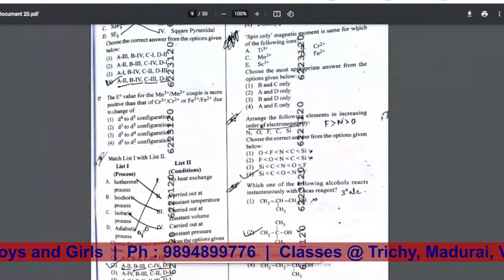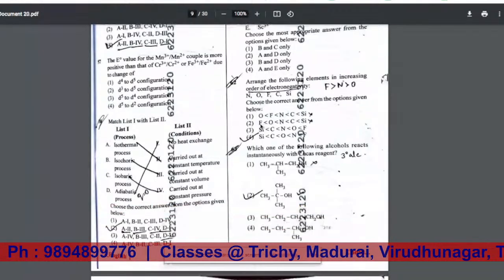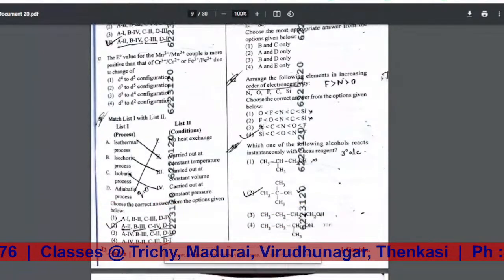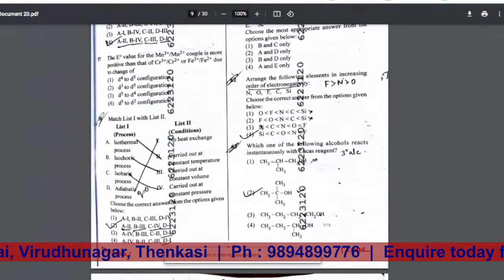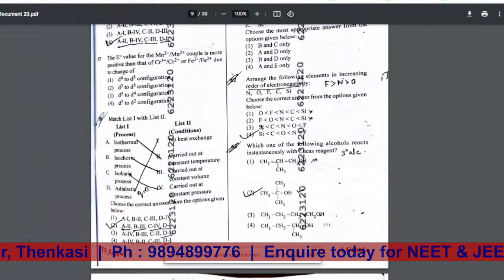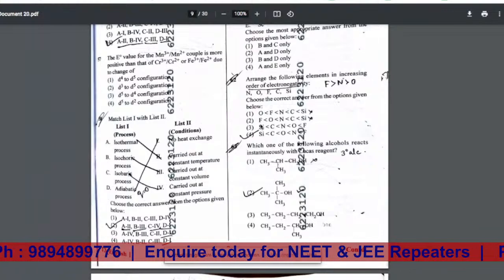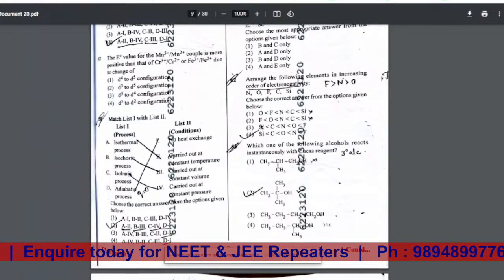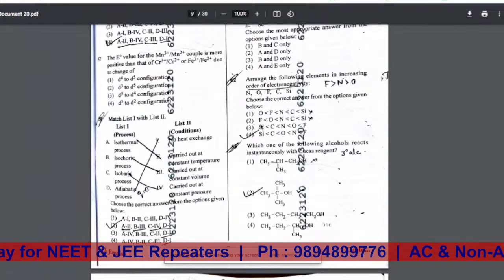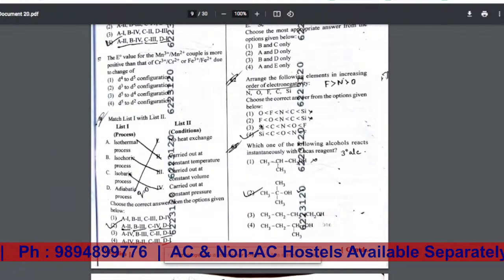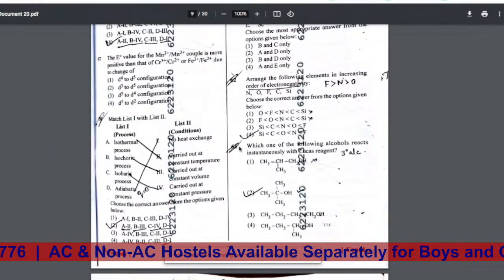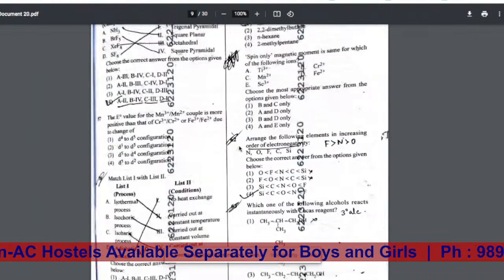So we have to check the correct answer from the answers given below. So which option is there? A is second, B is third, C isobaric is fourth, and D is first. So that is the second answer. The second answer is the correct answer for this.